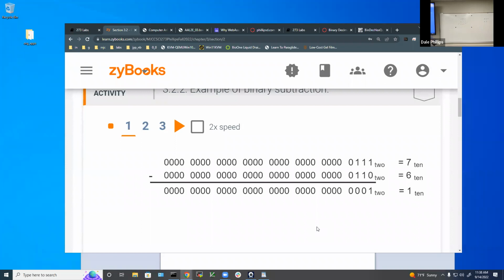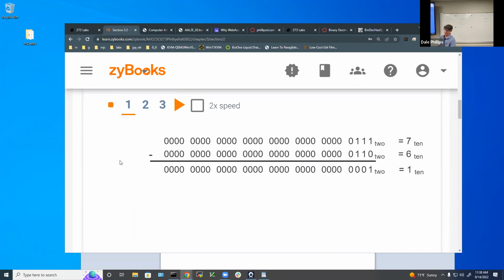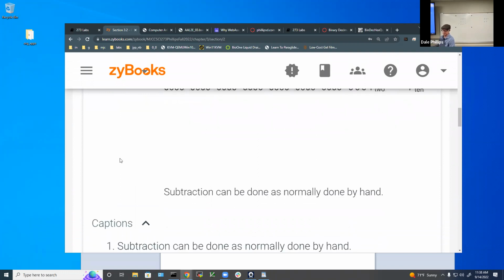Did anybody ever learn how to do subtraction in base 10 with addition? I didn't think so. I have not met anybody in 20 years who's done that.